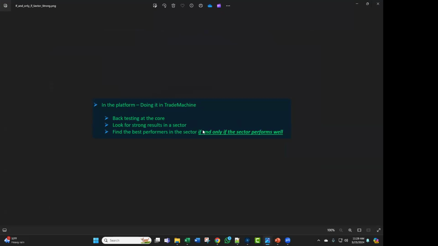So backtesting is at the core. That's what we're doing. I'm looking for strong results in a sector first. If and only if the results are strong in the sector, will I go any further? I can log into another URL. Let me go here. I'll log in somewhere you guys can't see. Otherwise, everyone's going to use that URL.